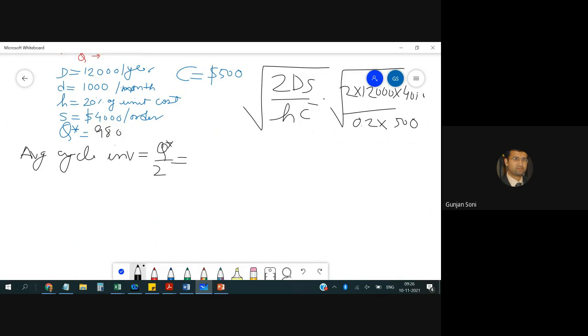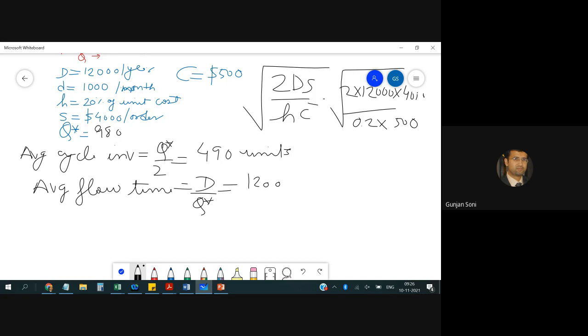That is, every time you're going to place an order, you'll be ordering 980 units, and this is going to be 490 units. What will be the average flow time? Average flow time would be D by Q star. So that is going to be, the demand is 12,000. That is not the average flow time, but this is the frequency. Sorry.